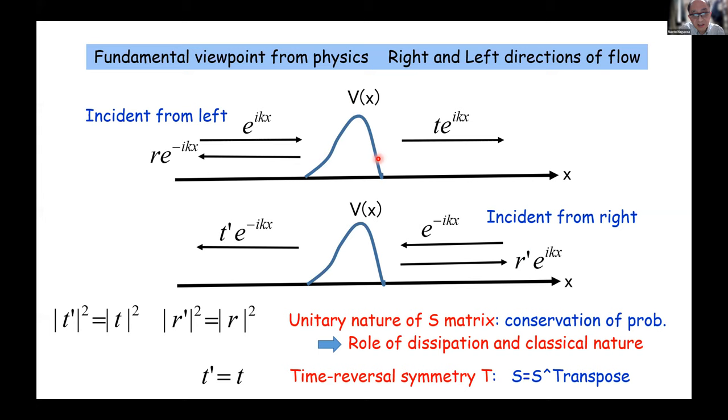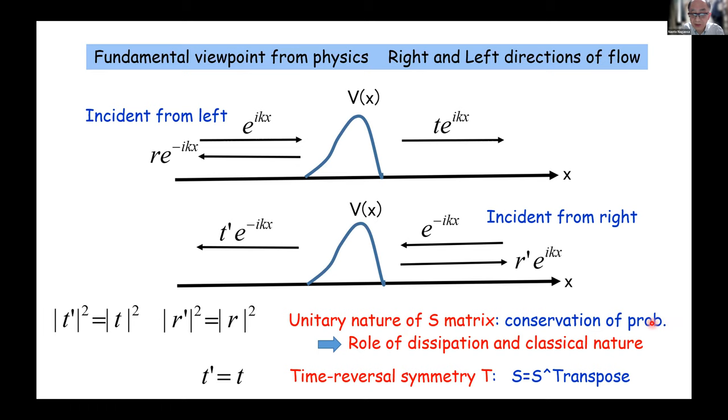Suppose you have this asymmetric potential V(x), and consider the scattering problem. When the particle is incident from the left, you can define the transmission and reflection amplitudes, T and R. When the particle is incident from the right, you can define the transmission T prime and the reflection amplitude R prime. In spite of this asymmetry between x and minus x, the transmission probability and the reflection probability are the same. This equality comes from the unitary nature of the S matrix, which is equivalent to the conservation of the probability amplitude of the wave function squared.